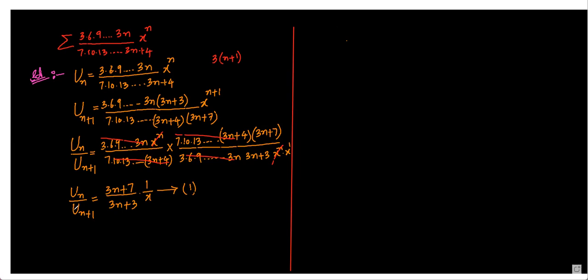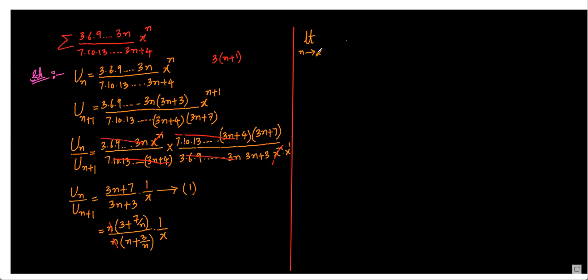So before applying the limit, actually we are doing the normal process of ratio test only. Before applying the limit, we make sure that the front side will be in 1 by n format. It means that we can take n common. n common means 3 plus 7 by n, and once again in the denominator n common means 3 plus 3 by n, into 1 by x. This n cancels.